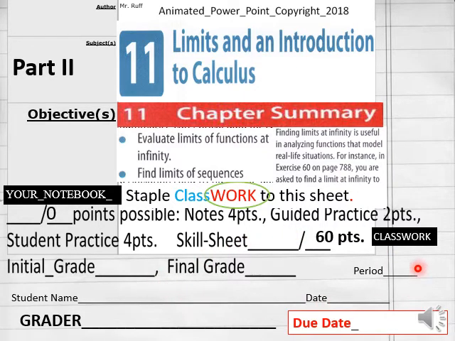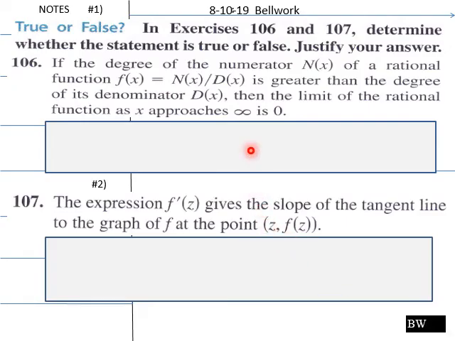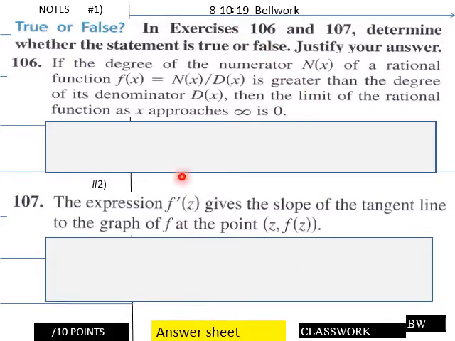Name, date, period. Due date here for onliners and homeschoolers. And page, we go into our bell work. Students and teachers, we go into a bell work here. True and false, justify your answer.